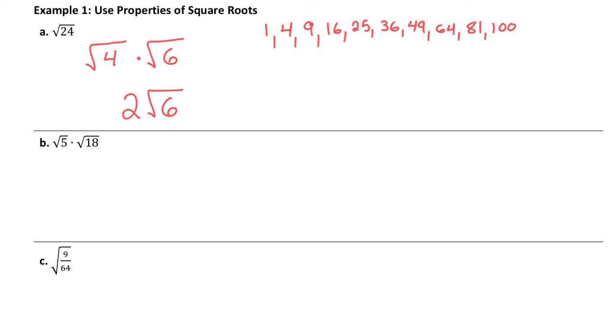In part B, we're applying that product property in a different way. I can rewrite this as a single square root. I take 5 times 18, which is 90. Then I can rewrite this as a product of two square roots, where one of them is a perfect square. That'd be the square root of 9 times the square root of 10. We know 9 is a perfect square, so this becomes 3 times the square root of 10.